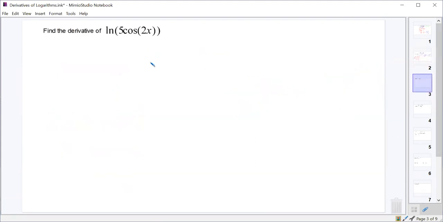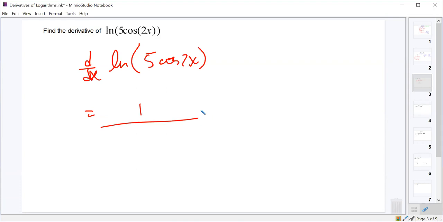The natural log of 5 times the cosine of 2x. This will be a fun one. So the derivative with respect to x of natural log of 5 cosine 2x. I don't know why I put so many parentheses on there. What should that become? 1 over 5 cosine 2x, and then times what?